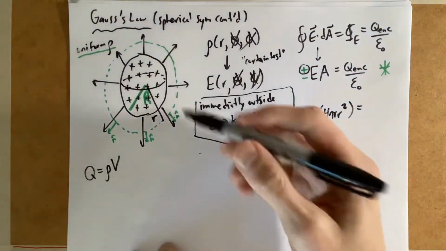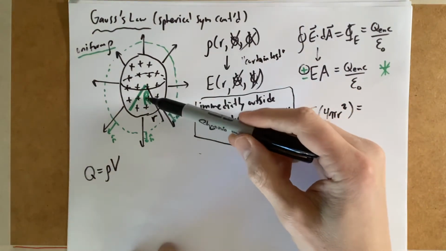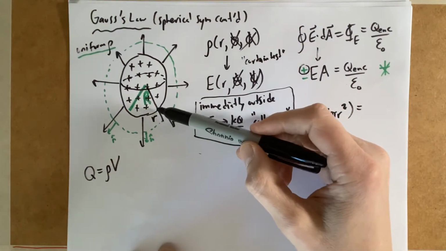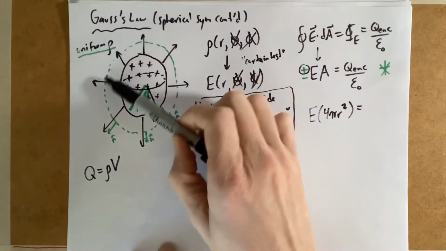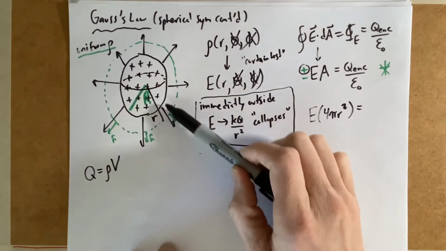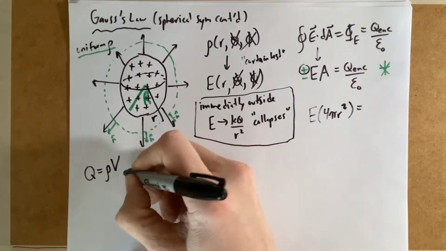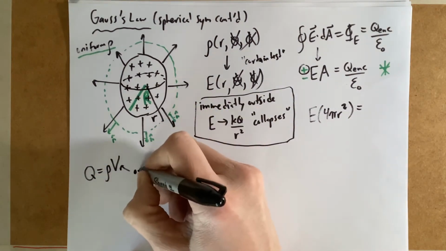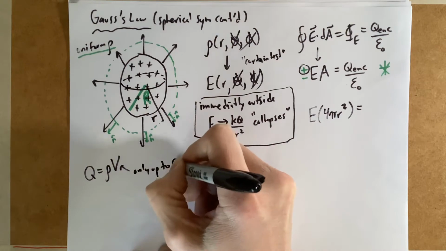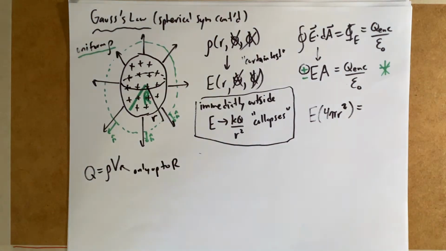So here you have to be a little careful. Do you use big R or little r? Well, of course, we don't have charge enclosed all the way, the entire Gaussian surface. It runs out, and it's not only enclosed up to capital R. So only up to capital R is where you actually have charge sitting.